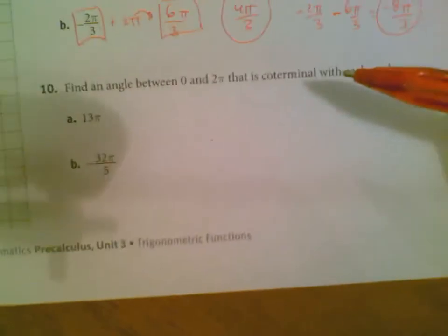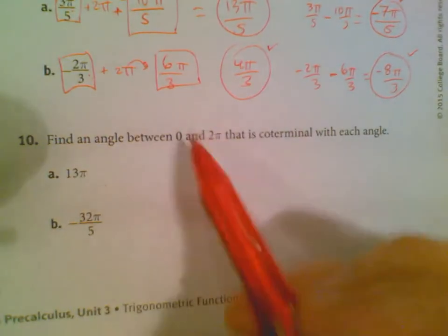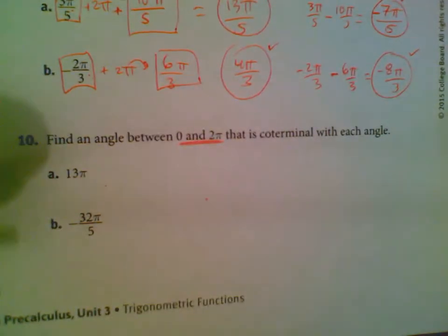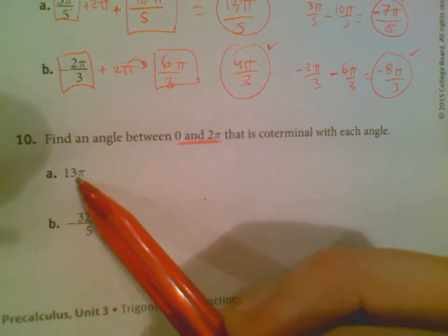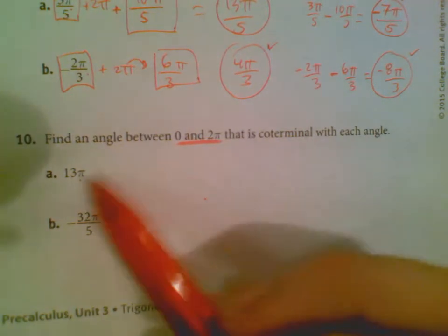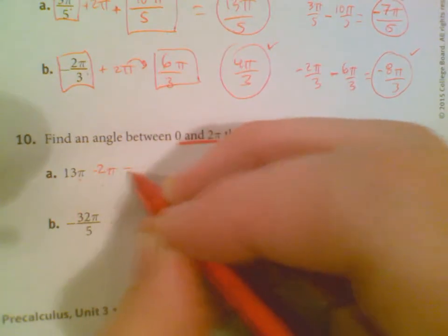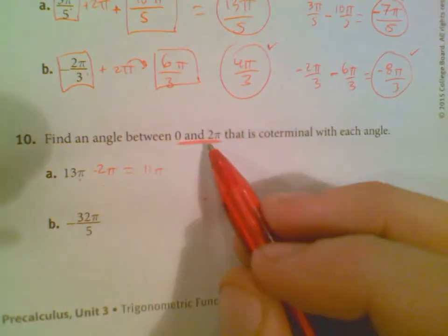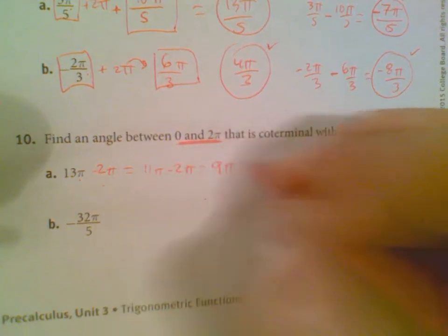We can do the exact same thing here that we were doing there, but now instead of asking for a positive and a negative, they're asking for something between 0 and 2 pi. So just keep doing it until you get something that would simplify to being between those two things. Okay? 13 is obviously too many, so we've got to take away 2 at a time. Now it's nice that this was not a fraction. So if I take away 2 pi right now, I'm down to 11 pi. Nope, that's still not between these. Let's take away another 2. Now I'm down to 9 pi.